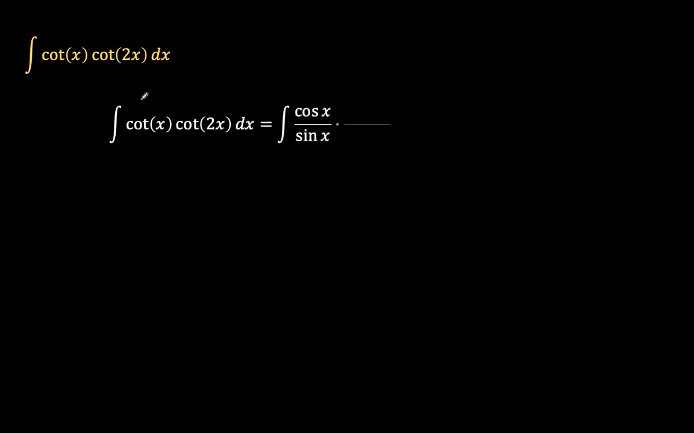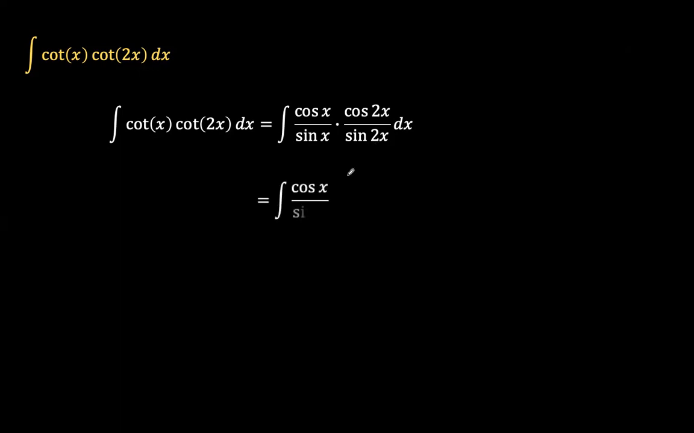This problem is interesting. First thing that I personally would do is express the cotangent functions, cotangent x and cotangent 2x, in the form of sine x, cosine x, sine 2x, cosine 2x respectively. So this is the same as the integral of cosine x over sine x times cosine 2x over sine 2x.